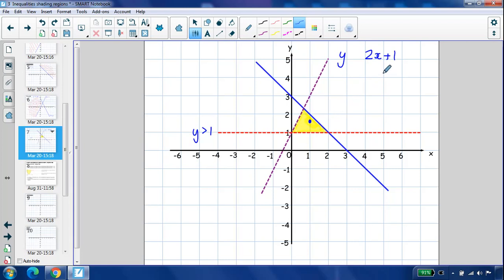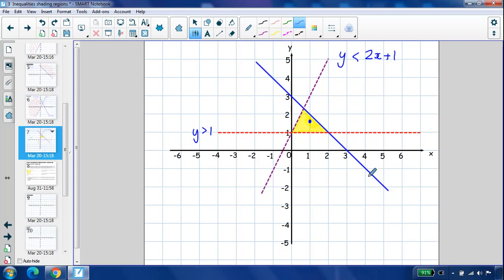So if x is equal to 1, I'm going to have 2 plus 1, which is 3. And 3 is definitely greater than 1.5. So I'm going to write that side. So y is less than 2x plus 1.